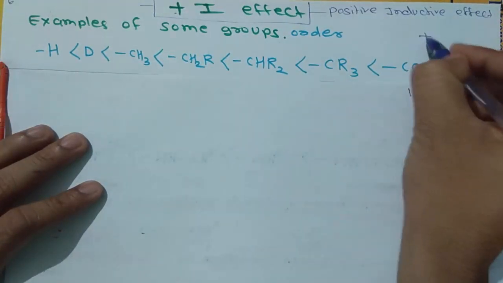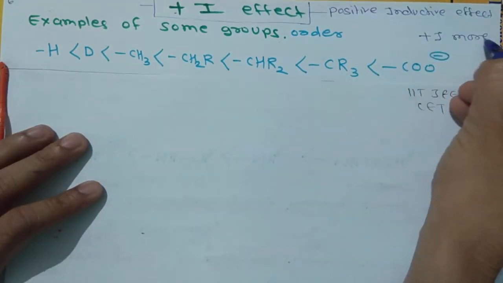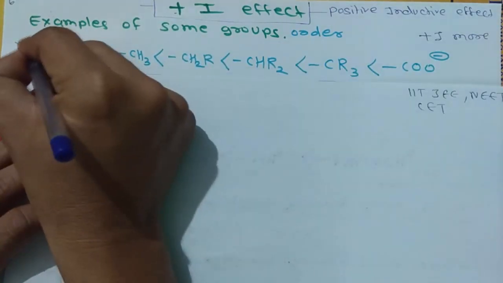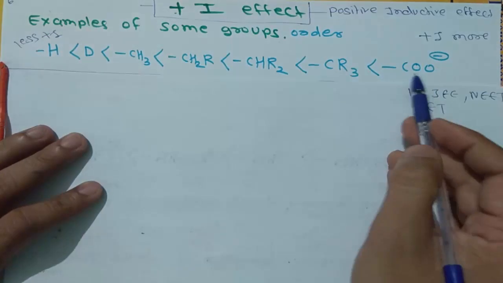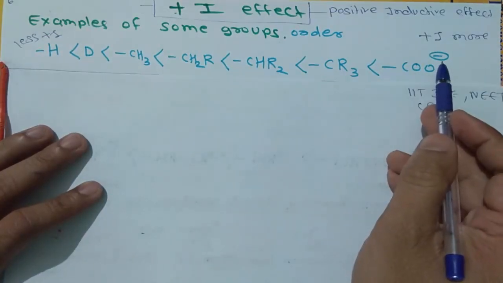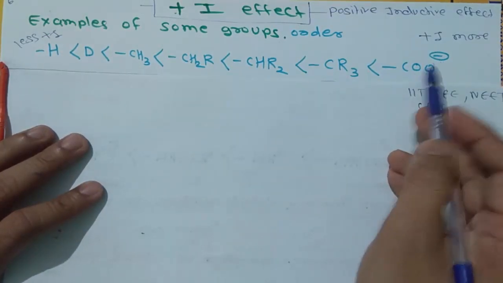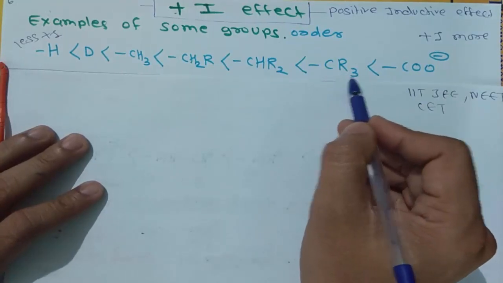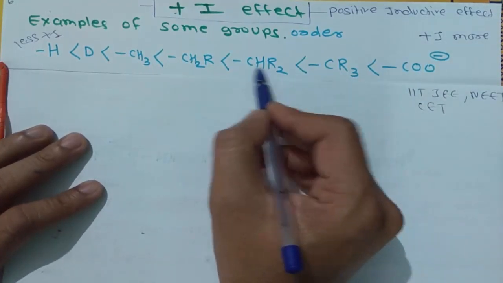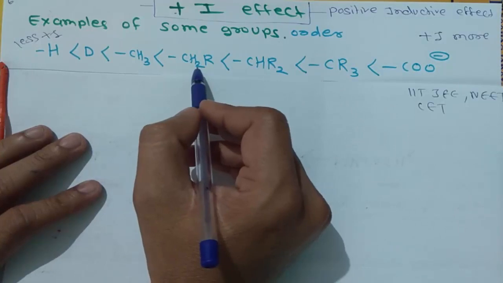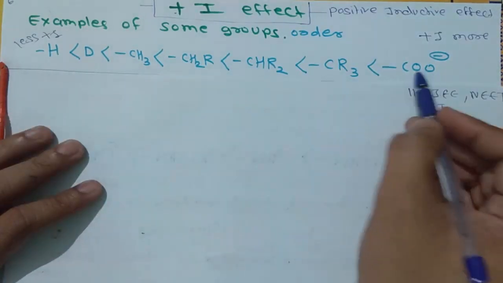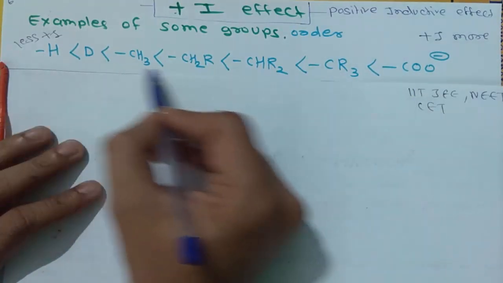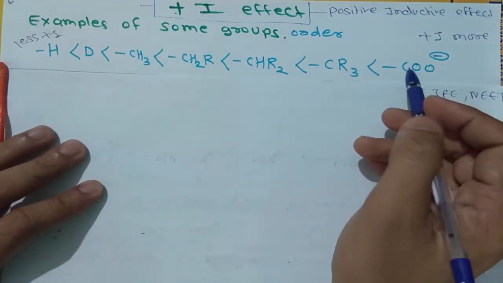Here it is the more plus I effect, and here the less plus I effect. The functional group COO minus has the most positive inductive effect. Then CR3 trialkyl groups, then dialkyl groups attached to carbon atoms, then primary alkyl groups, CD3, deuterium and hydrogen. This is the increasing order of the plus I effect.